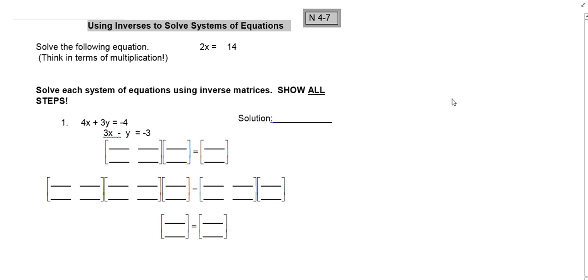Okay, we're going to look at using inverses that we just learned in the last section to solve systems of equations. So we'll start off with a little example. If you're going to solve 2 times x equals 14, of course you could divide by 2, or just as easily you could multiply by 1/2. And we're going to multiply by 1/2 on both sides.